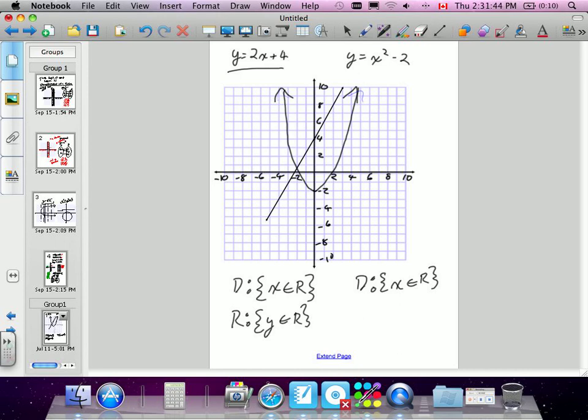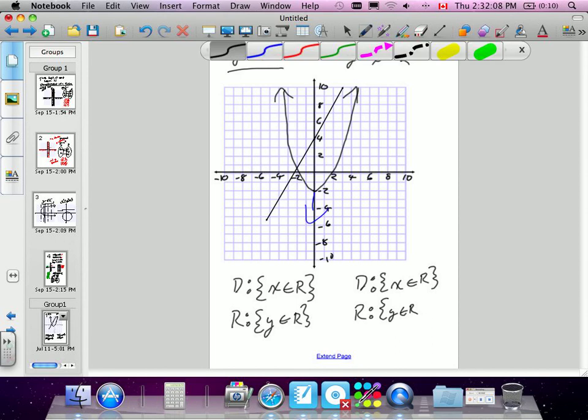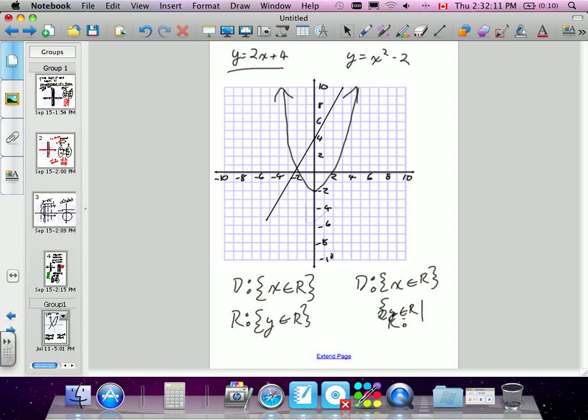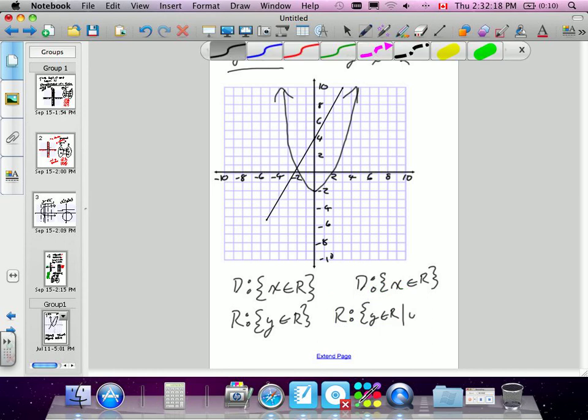The only difference now is our y value in our range. We have a cutoff point. Above negative 2, it exists. Okay? So above negative 2, this is a continuous function. So we're going to start with y is the element of all real numbers. But the problem is, below negative 2, this doesn't exist. So we have to say that in our range. The way I would say that is with a straight line to show that there's a restriction. And I have to say that y is greater than or equal to negative 2.